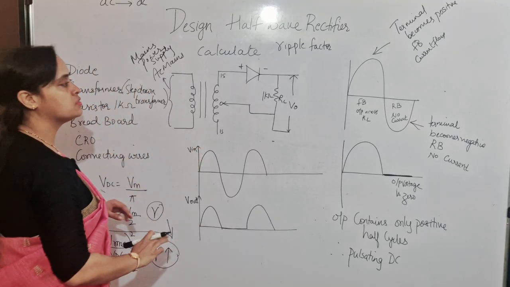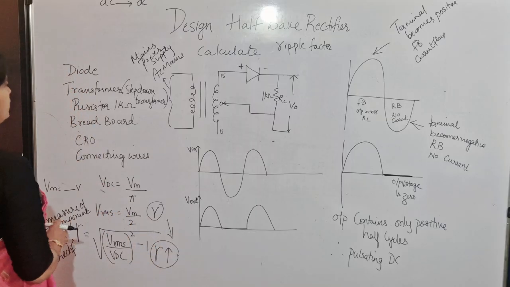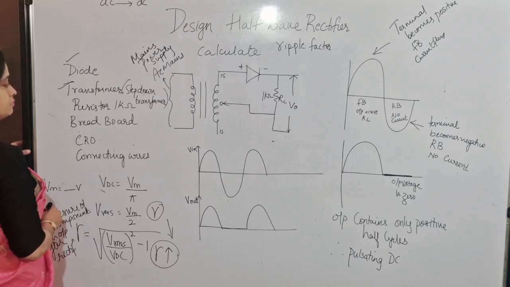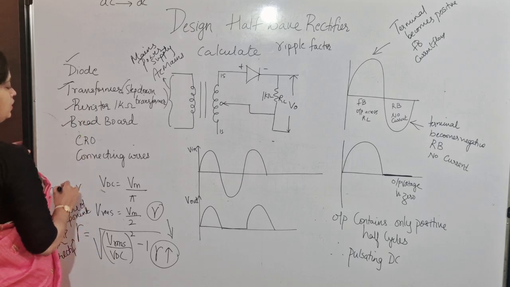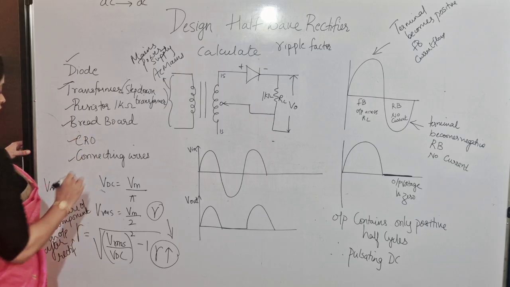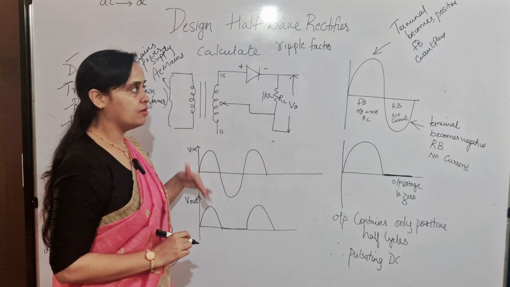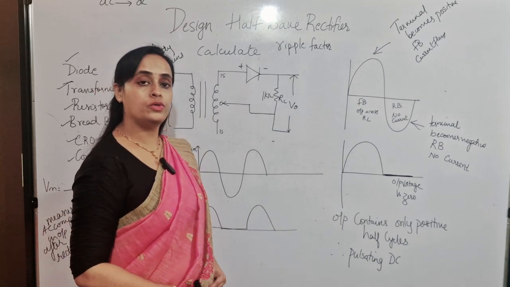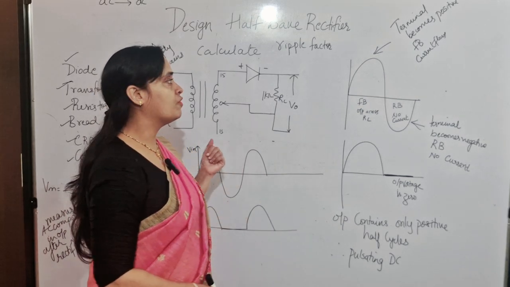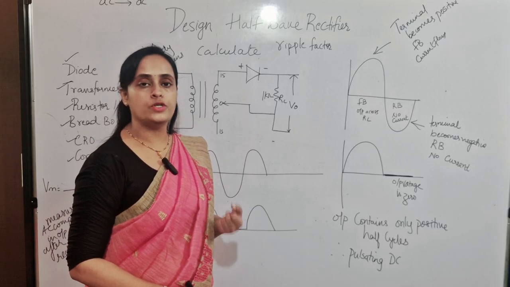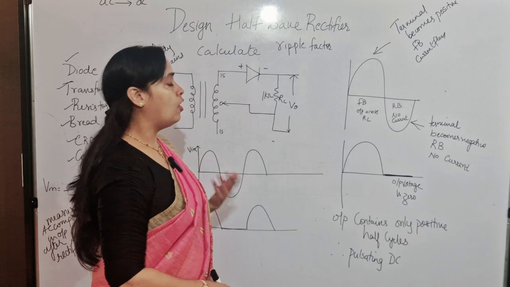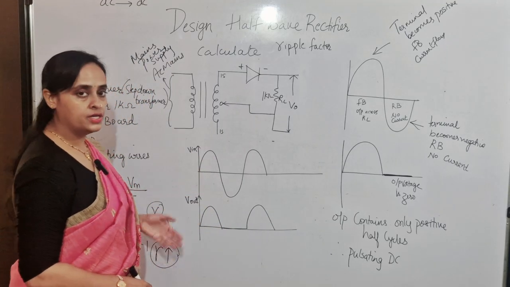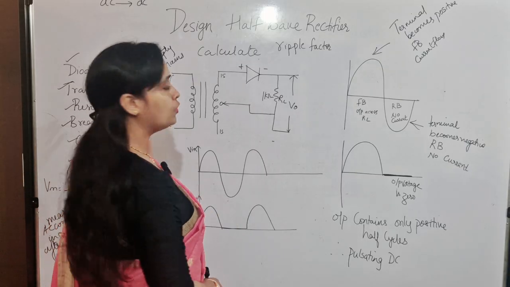Now to perform this experiment, we need diode, a step down transformer, resistor, breadboard, and we need CRO and connecting wires. Now since we have understood what is PN junction, and how diode can be used in terms of BJT to perform switching operation using LED on and off, in the same way, this is one of the applications of diode, that is rectifying the signal, AC to DC signal.